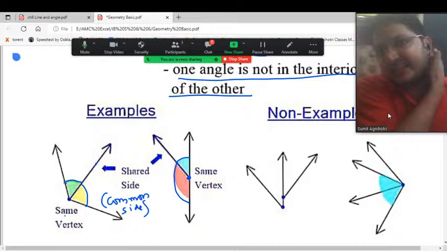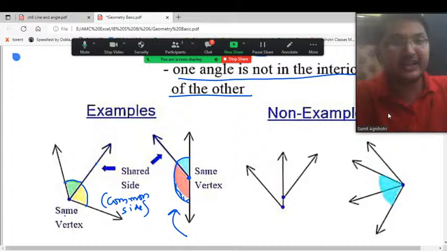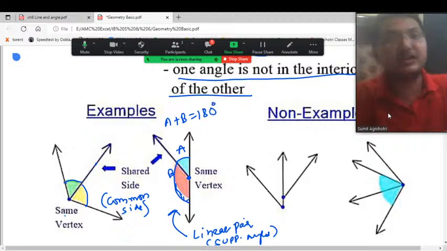And if adjacent angles are making a straight line, they are known as a linear pair, and they are also known as supplementary angles. Why do we call them supplementary angles? Because their sum is 180. If it is A and it is B, their sum is going to be 180, sorry. That's why we call them supplementary.